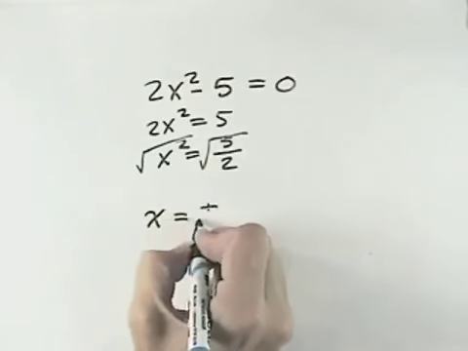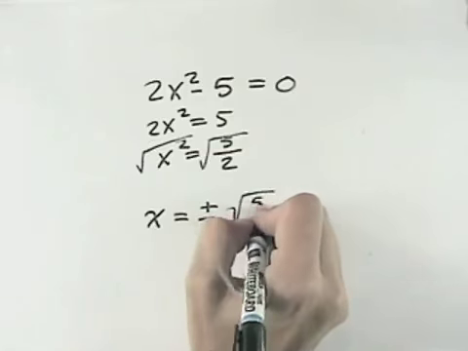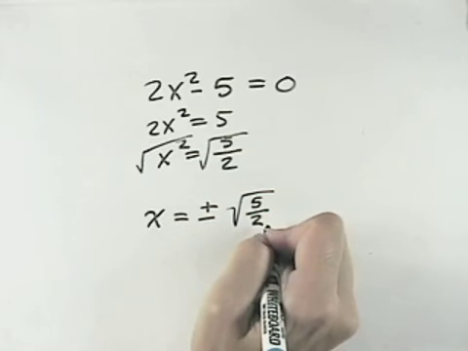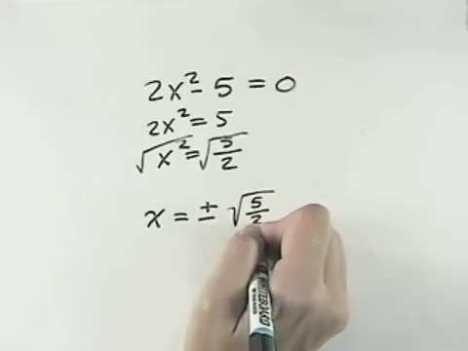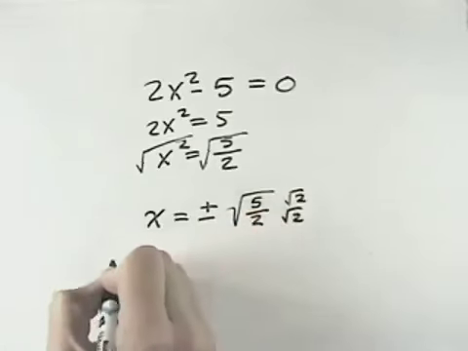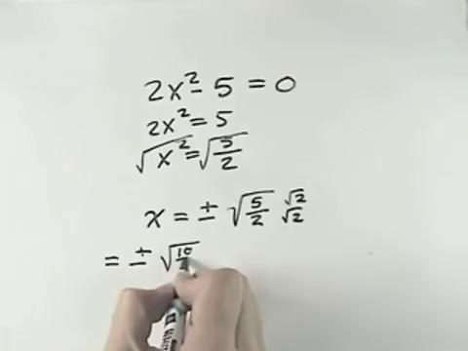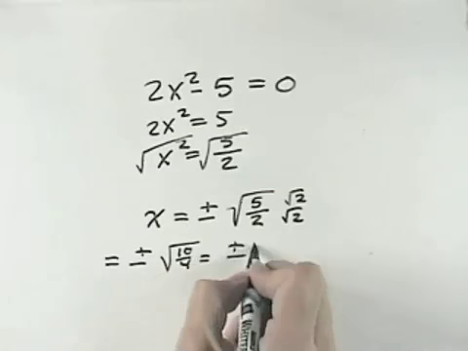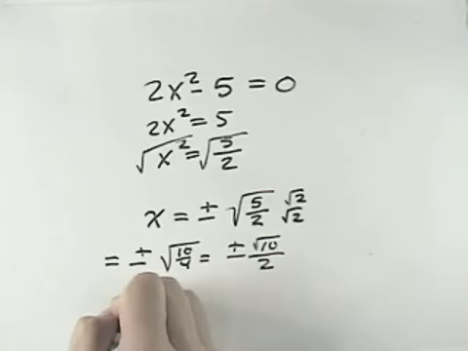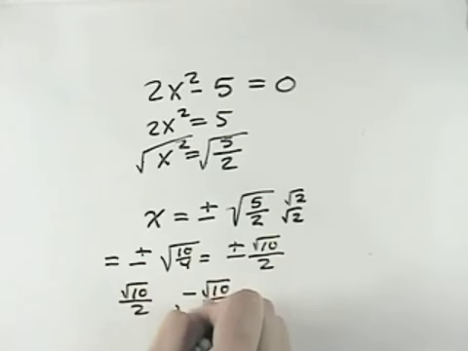But remember, there's always a positive and a negative square root, so that means x can either equal the positive square root or the negative square root of 5 over 2. And so in this case, though, we want to rationalize the denominator. We can do that by multiplying by the square root of 2 over 2, so that our answer could also be expressed as plus or minus the square root of 10 over 4, which simplifies to plus or minus the square root of 10 over the square root of 4, which is 2. So we have a positive square root of 10 over 2, and we have a negative square root of 10 over 2.